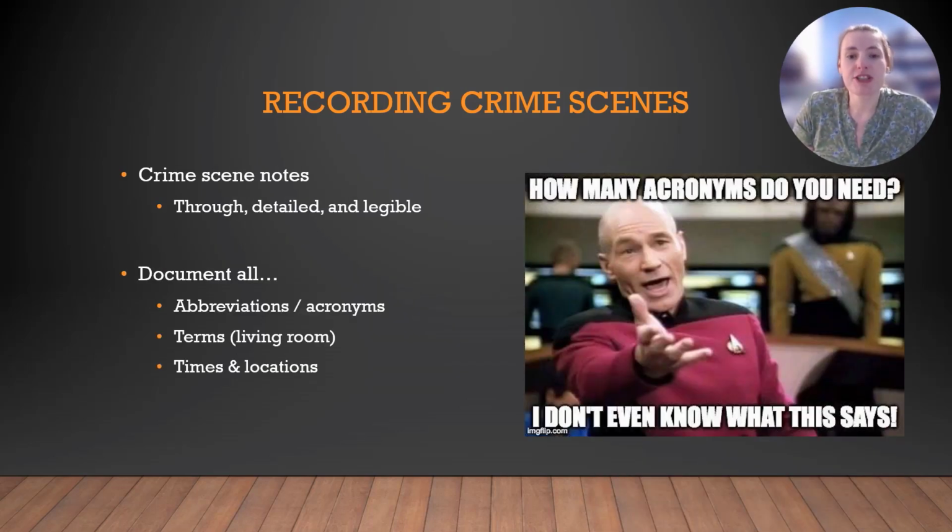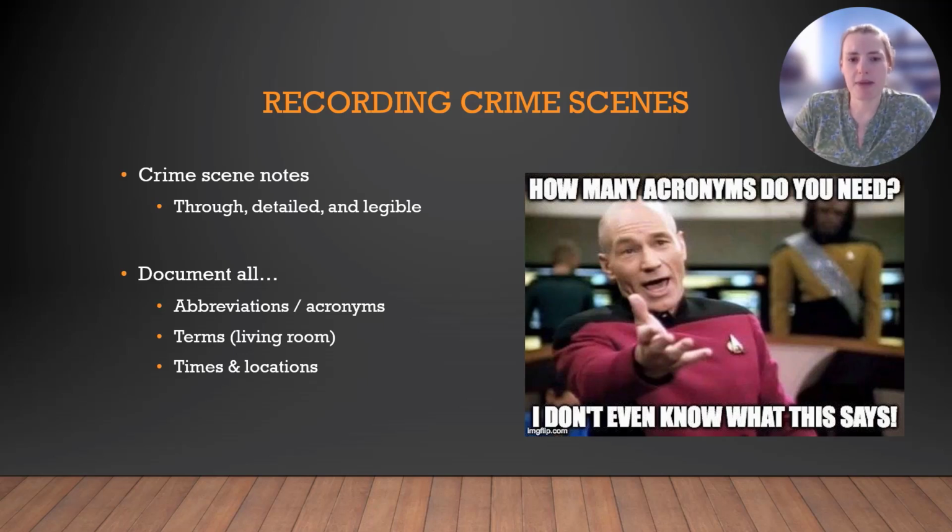Remember that sketches should be done in conjunction with notes. It's important that the notes are thorough and detailed, and that they are written legibly. Notes lacking any of these three requirements can be an easy target for defense attorneys who are trying to get evidence suppressed. If you can't read your writing correctly, how do they know what you actually did? How do they know they can trust what your report says?